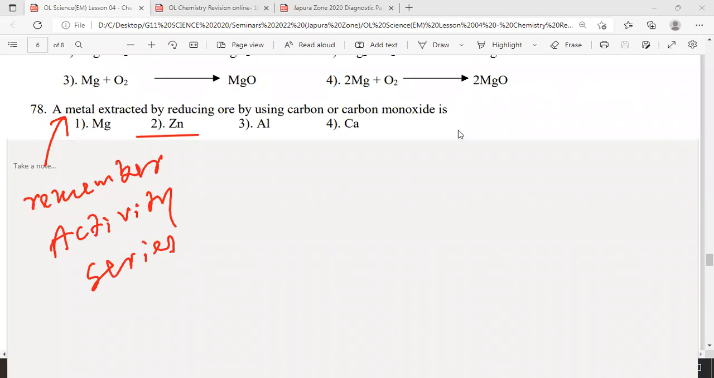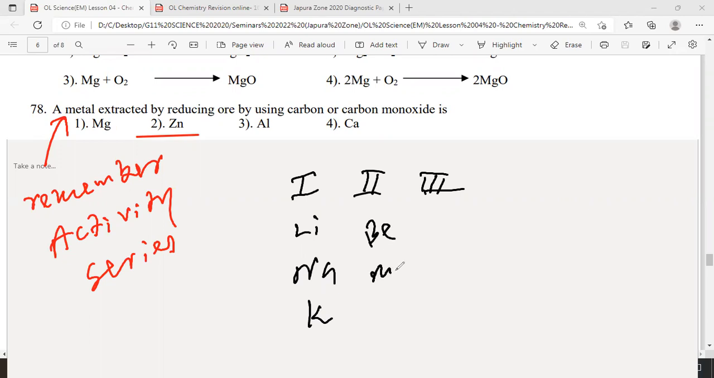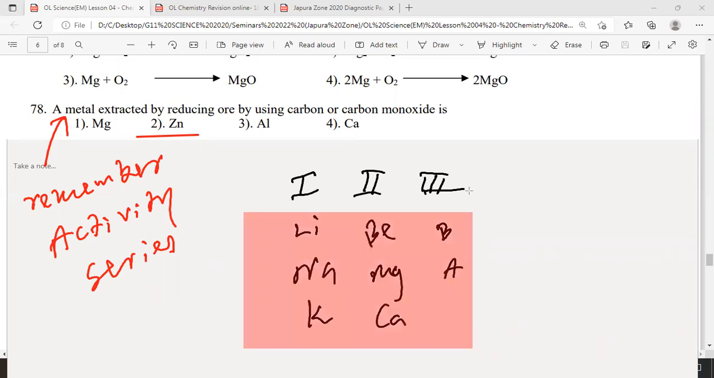If you can, copy this down: all the group 1, group 2, and group 3 metals are extracted by electrolysis. Say lithium, sodium, potassium, beryllium, magnesium, calcium, then aluminium. They are extracted by electrolysis, the most reactive metals in the upper region of the activity series. You will discuss electrolysis under grade 11, chapter 12, electrochemistry. You also did electrolysis in grade 9, I think. Metal extraction is one application of electrolysis.